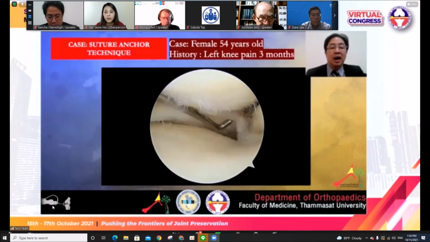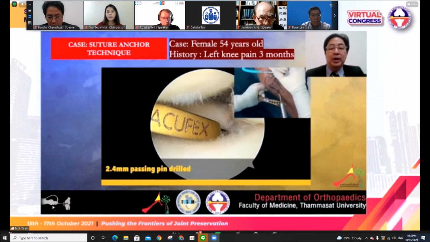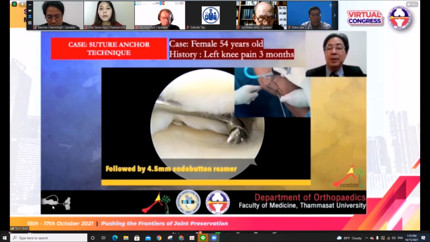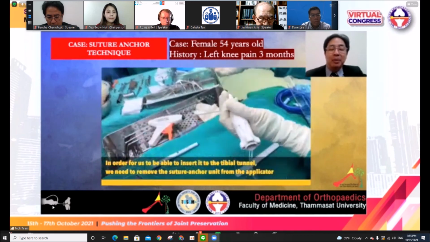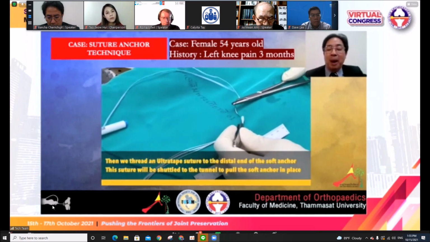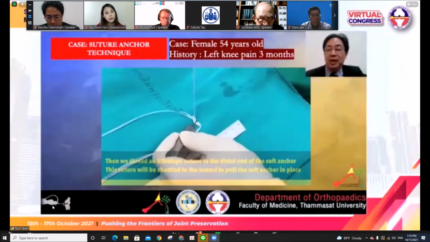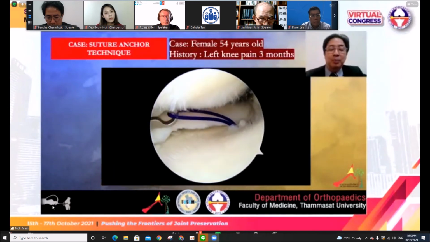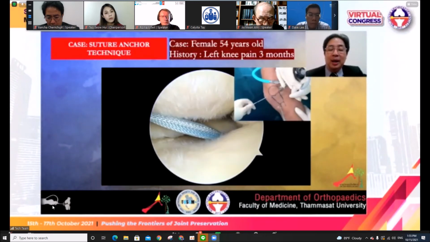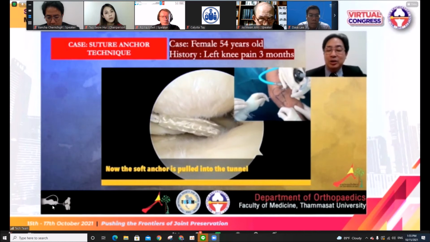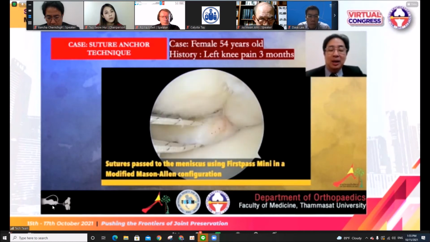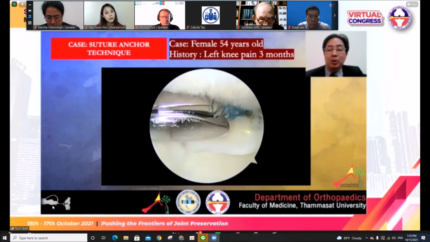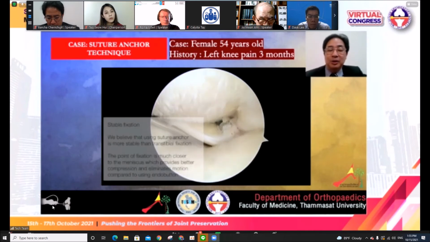After MCL release, I create the mid-medial portal and use the ME device to create the tibial tunnel. The assistant at the back table prepares the soft anchor by passing a suture tape to secure it. Then I throw the PDS suture from the tibia into the joint as a shuttle for the soft anchor to drag it into the tibia. After that, I repair the root in Mason Allen fashion.